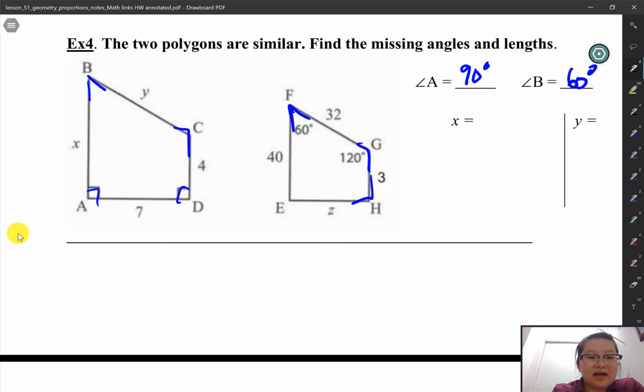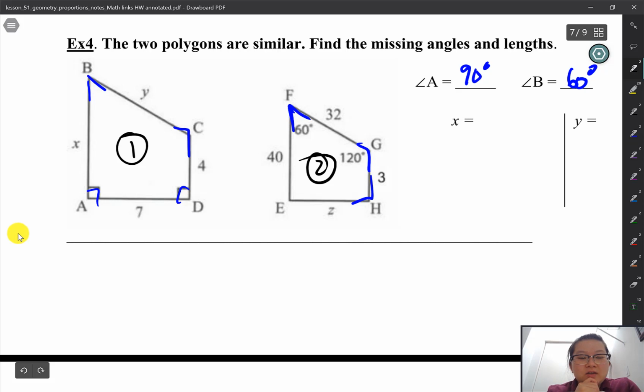So notice that I'll call this polygon 1, I'll call this polygon 2. And notice if we go from 1 to 2, it's a scale down. It's a reduction. So I'm just going to go with reduce here. So how do we figure out it is a reduction by what scale factor?